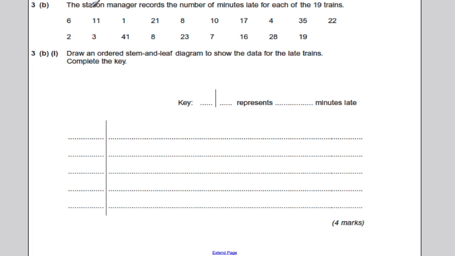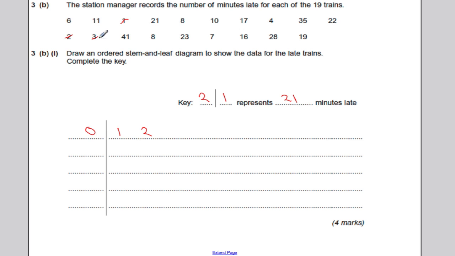Question 3. The station manager records the number of minutes late for each of the 19 trains, and we're asked to draw an ordered stem and leaf diagram to show the data for late trains. So we'll get 1 mark for completing the key. I'm going to choose 1 to represent 21 minutes late. And we're going to build up the stem and leaf diagram in order from top to bottom. So the lowest value I can see is 1, so I'm going to put a 0 here, a 1 here. Then we've got 2 next, so a 2 will go here.